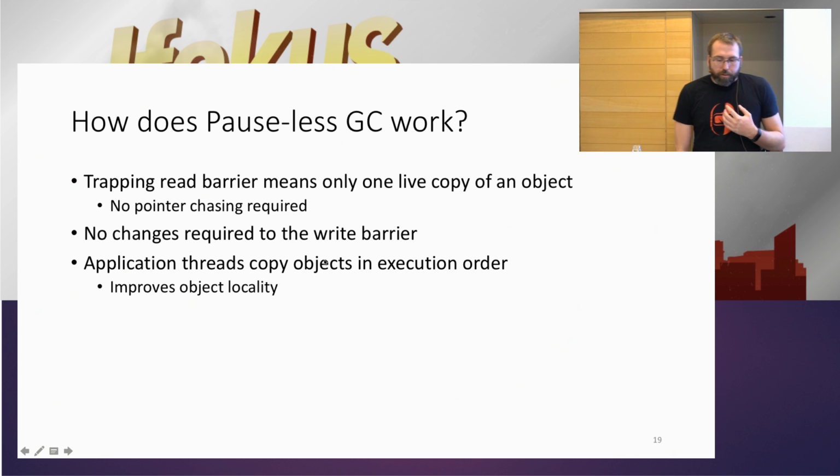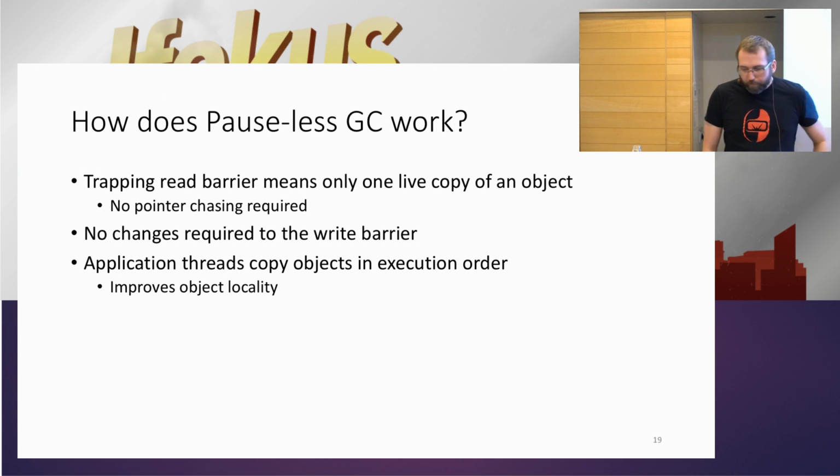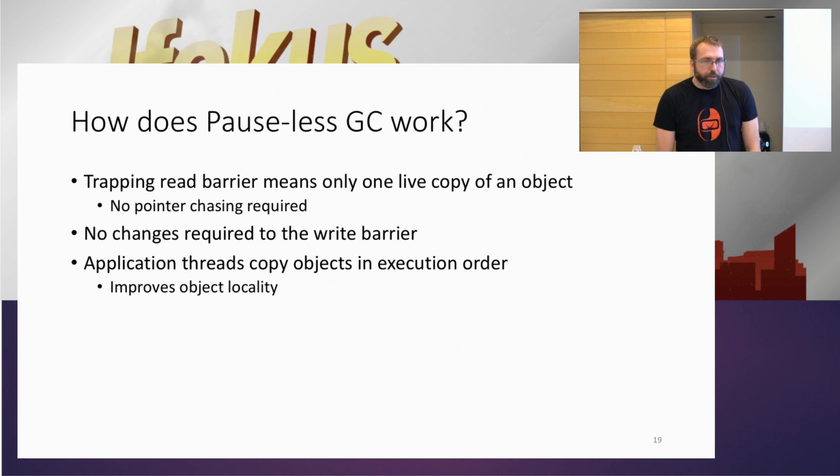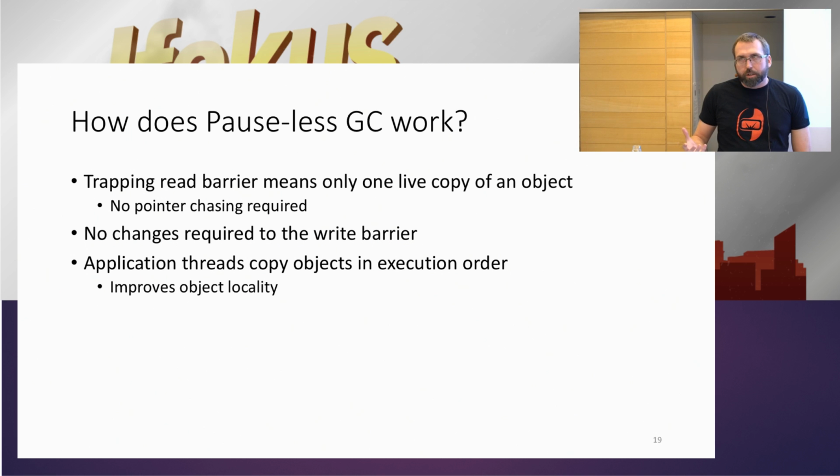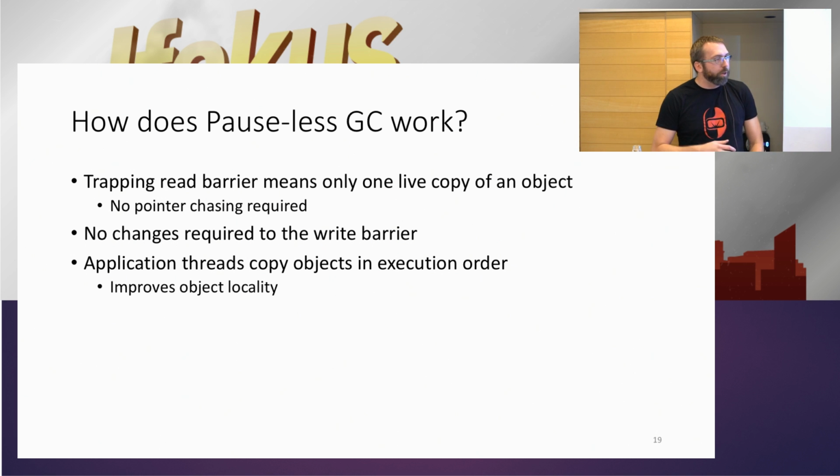The benefit of our trapping read barrier is that we actually don't have to have any pointer chasing. Nobody will ever see an object that has been copied. They'll never see the old value for it. So that saved us on heap footprint, and it meant we didn't have any cost when you're not in the GC at all, or when you're not hitting an object that needs to be GC'd. And it also meant that we didn't have to change our write barrier at all. So that was actually a huge win for us on this technology.